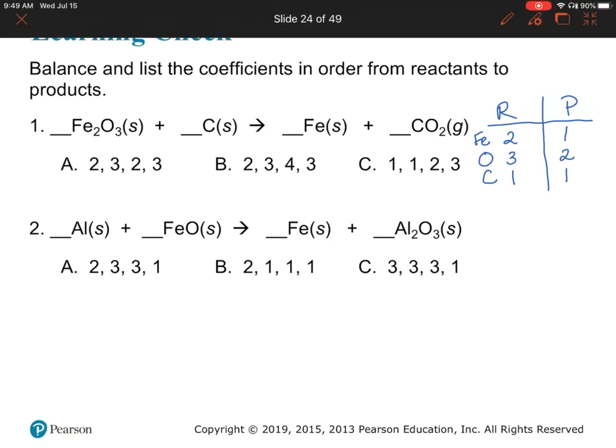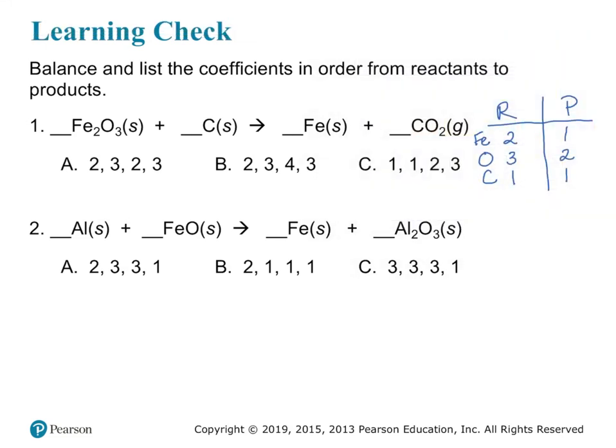Okay, so let's start with iron. So if we need 2 irons on both sides, I'm just going to multiply the iron on the product side by 2.